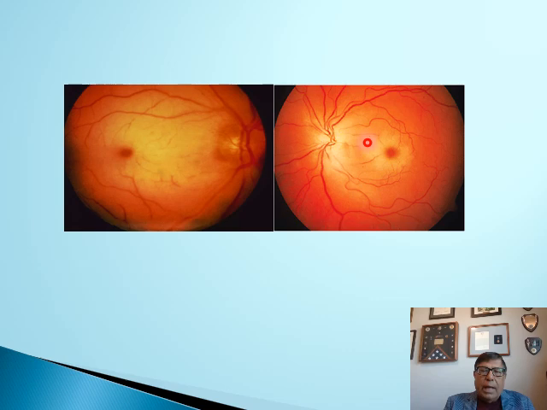This is a beautiful diagram of cherry red spot macula, and you can see it in Niemann-Pick disease and Gaucher's disease.